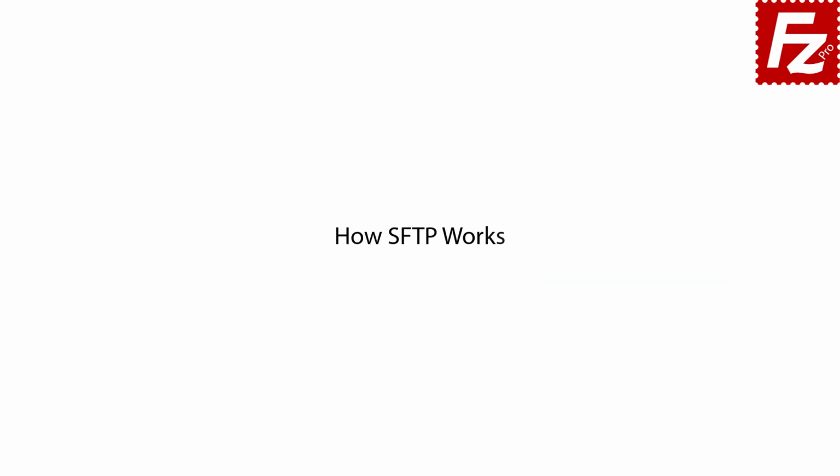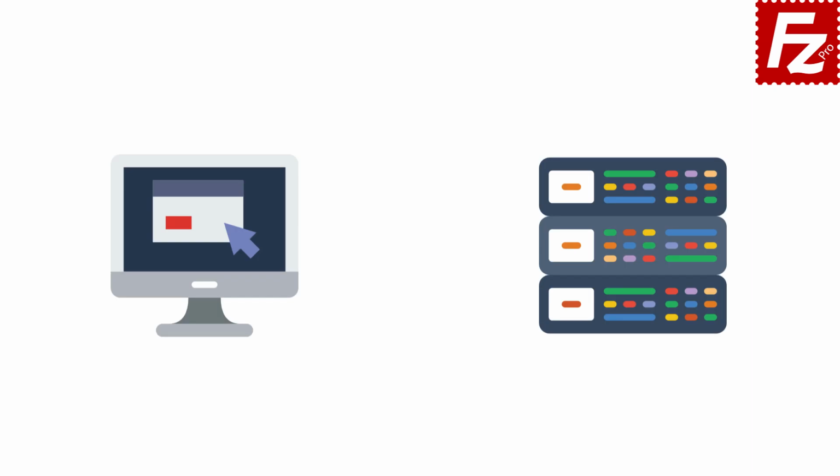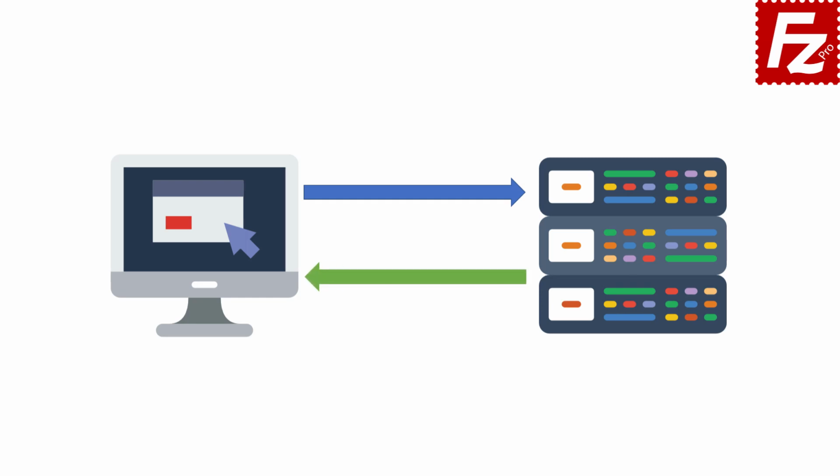How SFTP works? SFTP is a complex protocol. In this video, we give a detailed explanation on how SFTP connections are established. A client like FileZilla or FileZilla Pro sends a connection request to the server. The server sends the SSH welcome message with the highest supported protocol version. The client then sends its SSH welcome message with its highest supported protocol version.